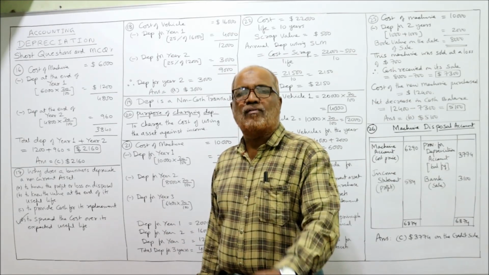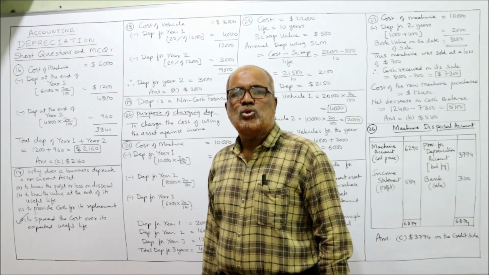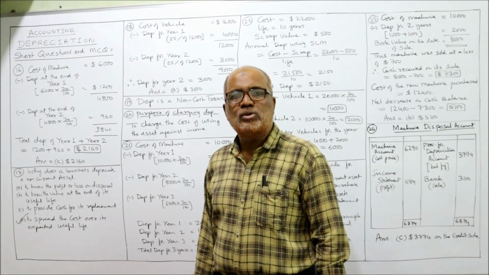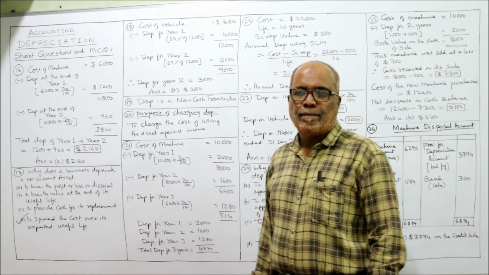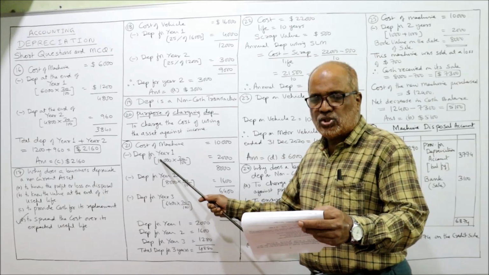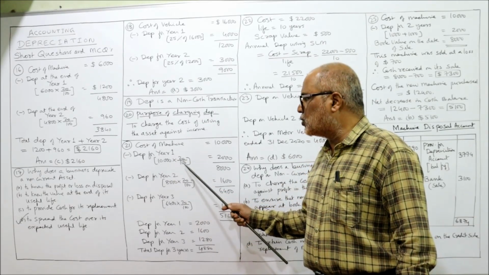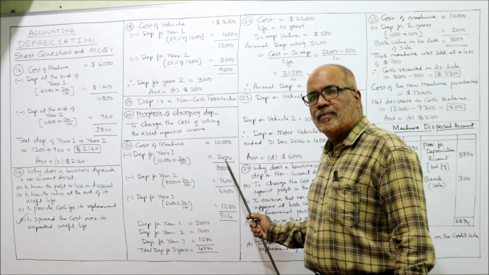Calculate depreciation for the first 3 years. Nothing is mentioned, so I have assumed it is the reducing balance method. Now, the cost of the machine is 10,000. Depreciation is 20%. So year 1 depreciation is 10,000 into 20 by 100, 2,000.